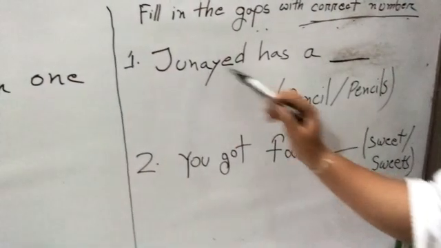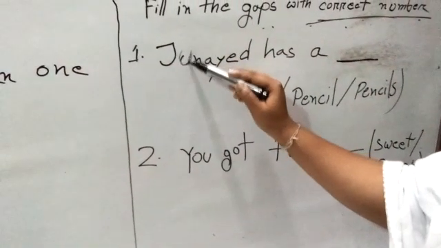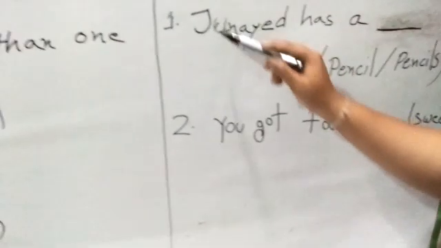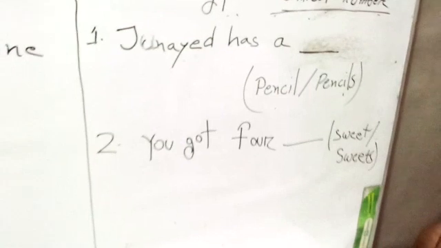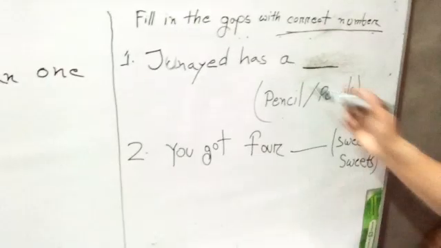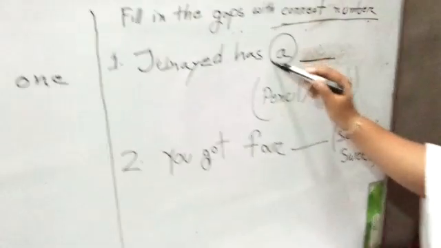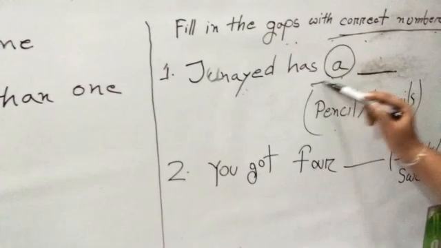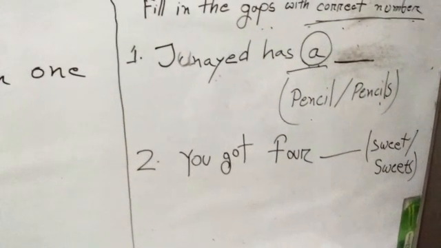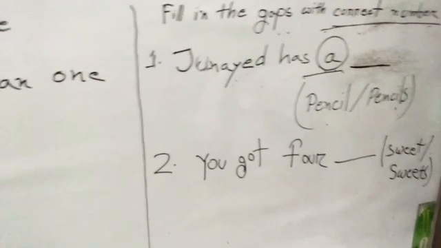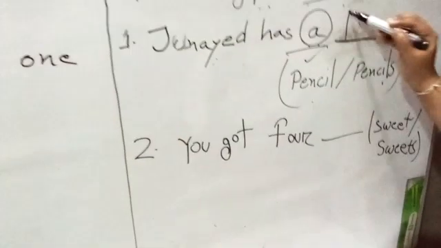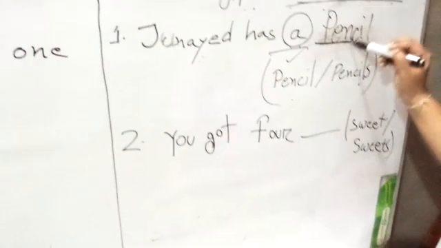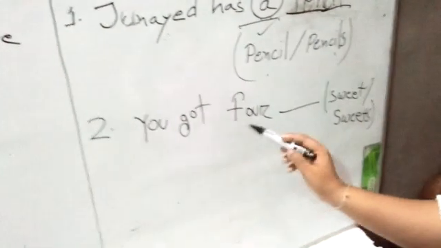Like first one is Junaid. We all know who Junaid actually is in our class. Junaid is a very sweet boy. Junaid has a desk, pencil or pencils. So what can you understand from this? Do you think that pencils will be there? No, never, because I have already mentioned a, that means Junaid has a means only one. It is actually about a single thing, that means it will be a singular form, and that is pencil. Junaid has a pencil, not pencils.